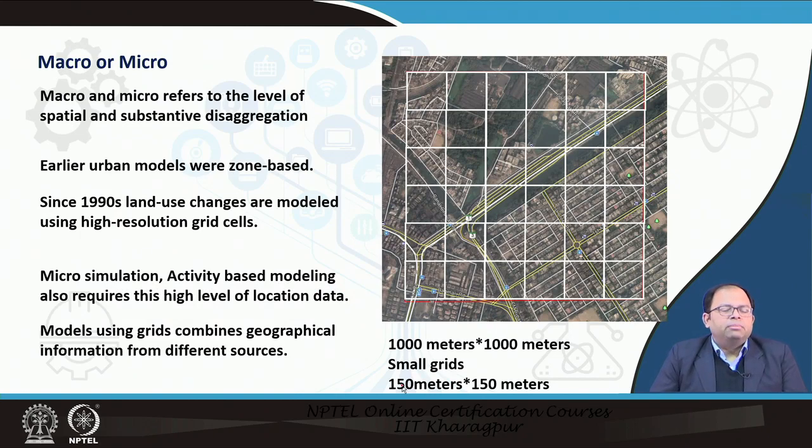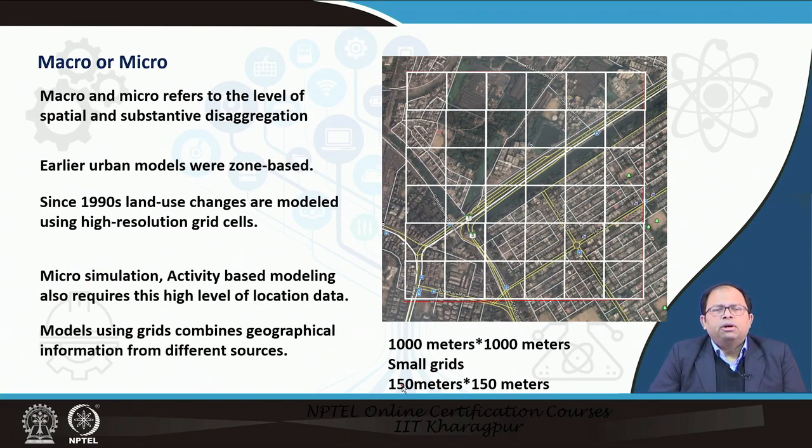Then the next debate comes about macro and micro. We have dynamic and static models, and then we have macro and micro. Micro and macro refer to the level of spatial and substantive disaggregation. That means what should be the appropriate size of analysis. For example, we discussed TAZs earlier in our previous module.